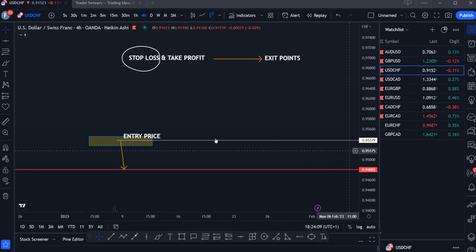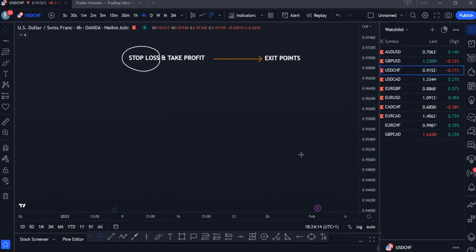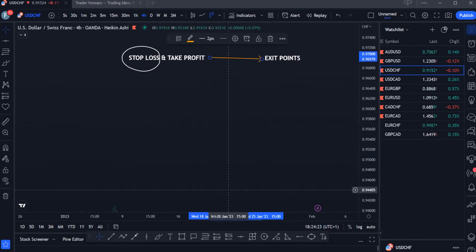Oh, I'm so sorry. Let's start from the very beginning. We're talking about stop loss and take profit. When you think about stop loss and take profit, think about exit points in a trade. Point of exit.